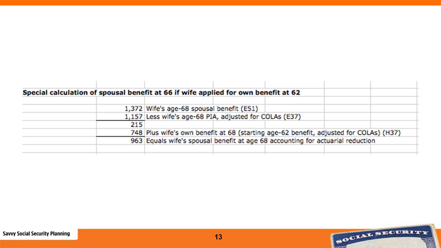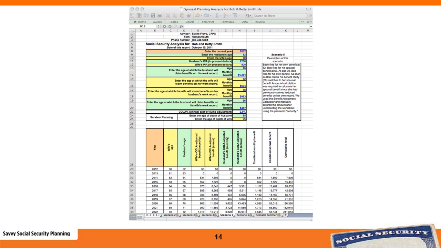To estimate Betty's new spousal benefit, open the Benefit Adjustment Calculator and refer to the section Special Calculation of Spousal Benefit at 66 if wife applied for own benefit at 62. In this case, Betty is 68, not 66, but it's the same process. We'll return to the Benefit Adjustment Calculator in Part 4, but here we see that Betty's new benefit will be $963. So we go back to our unprotected spousal planning worksheet and change the $1,372 to the $963. And here's the new scenario 5 with the corrected benefit amount in cell H18.